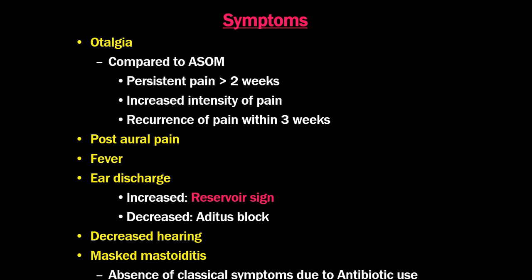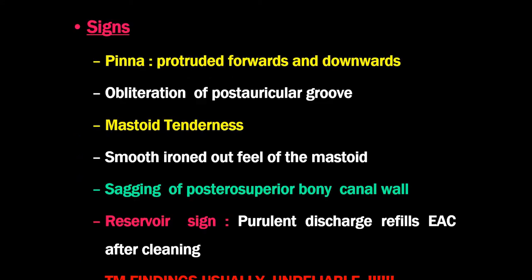Then decreased hearing. Masked mastoiditis is also common. It is defined as absence of classical symptoms due to antibiotic use. So when the antibiotics are not properly used, when they are used for some time, the antibiotic masks the disease. That is called masked mastoiditis. Again, when the patient stops taking antibiotics, the patient will have problems.